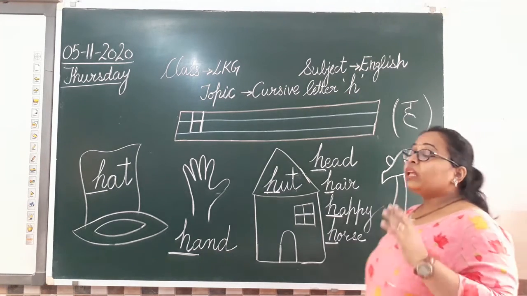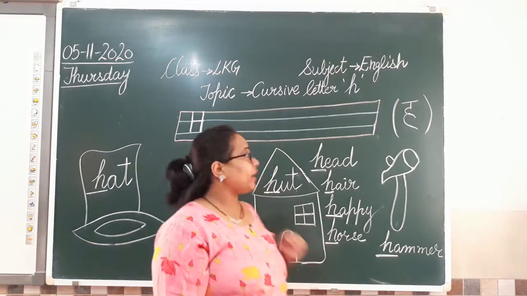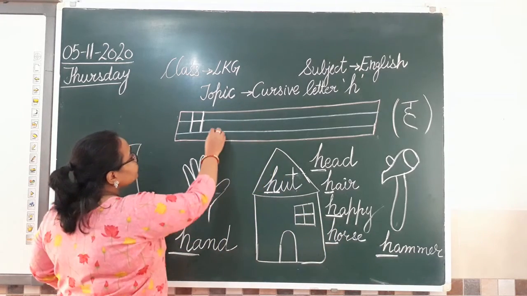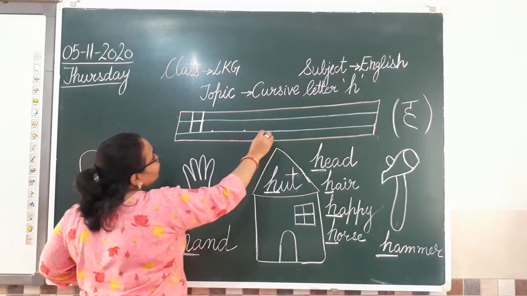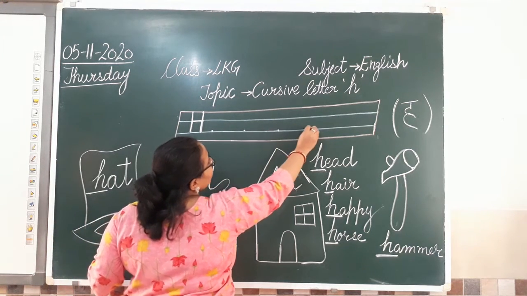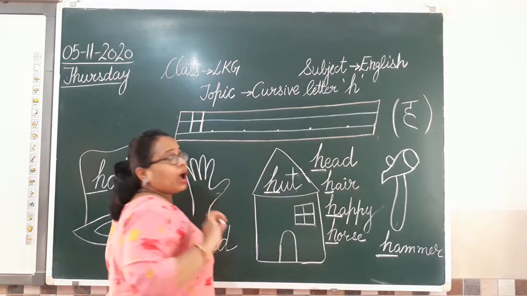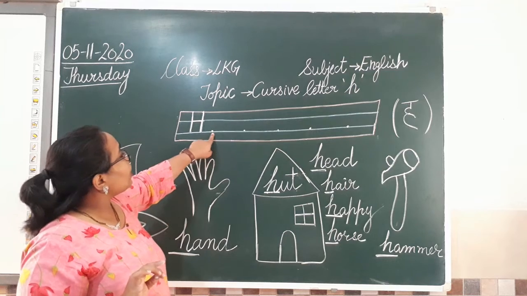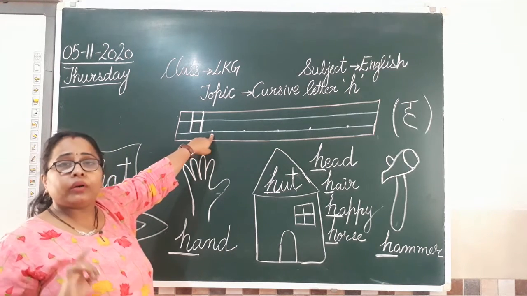Understood? Very good. Now let us see how to write cursive alphabet H. So how we are going to do? Again, all the cursive letters begin from the lower blue line. These dots are clearly visible, isn't it? So how we are going to do? Now we are going to start the formation of the alphabet from this particular dot.